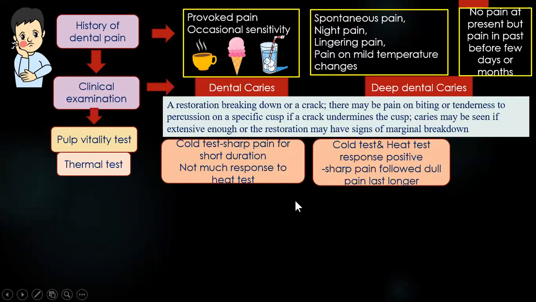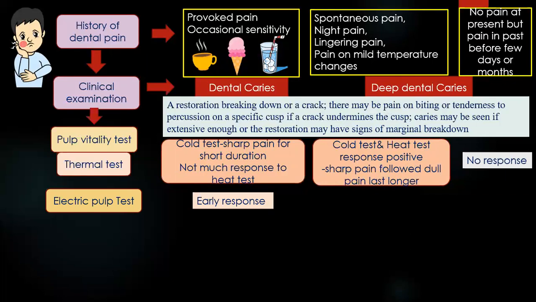But in cases where we are having spontaneous pain, night pain, lingering pain, and we are having deep dentinal caries, and both hot and cold tests are responsive and positive, and the pain is lasting for longer, this gives us an idea by this point of the pulpal thermal test that we are approaching a patient who is having irreversible pulpitis, or it may have no response. And on the electrical pulp test, if we have an early response, based upon the clinical aspects we know that it is an irreversible pulpitis.